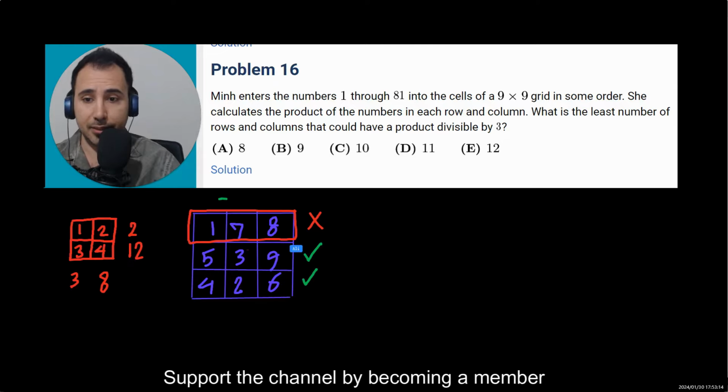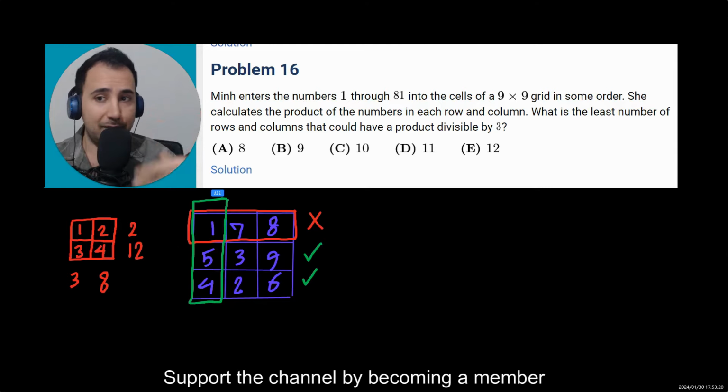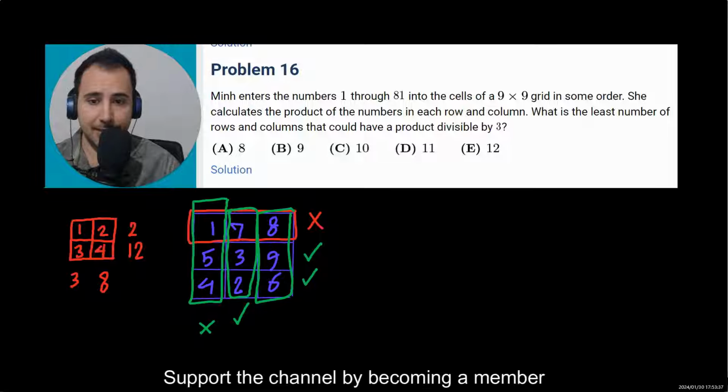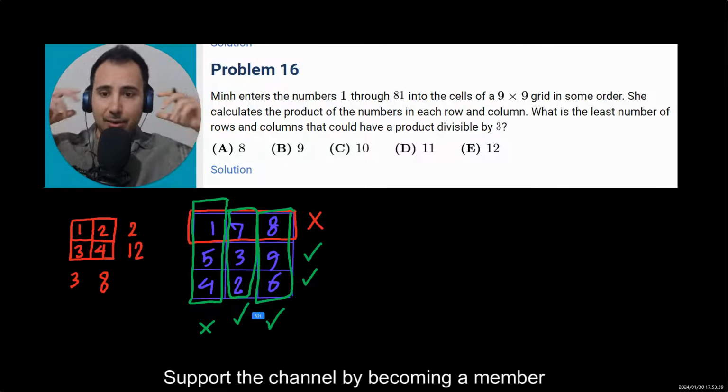Now let's focus on this. You tell me, is the product of this a multiple of 3? You don't even have to multiply it. Do you see a 3, a 6, or a 9? No. So this column is not. 7, 3. I see a 3 here. So this column, yes. 8, 9, and 6. I see a 6. Yes.